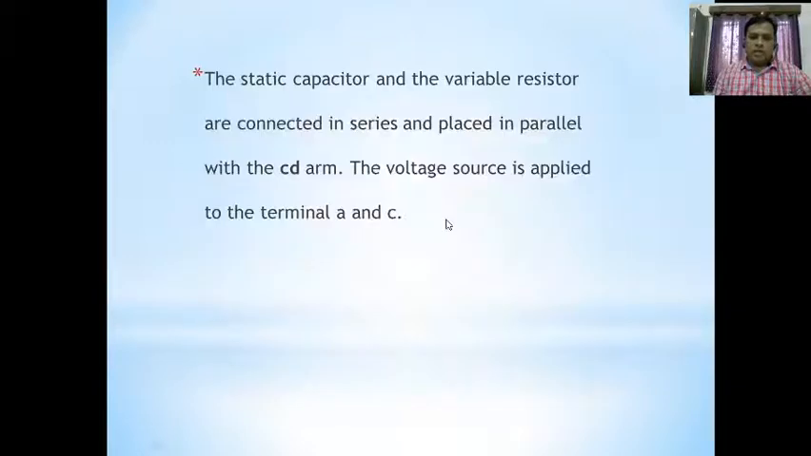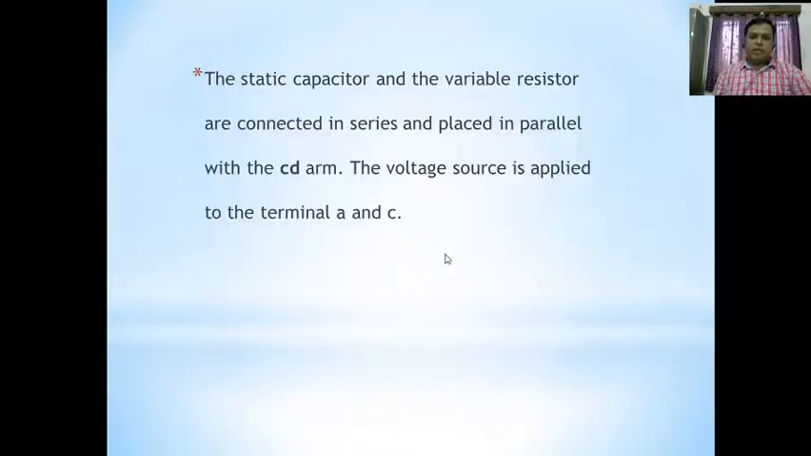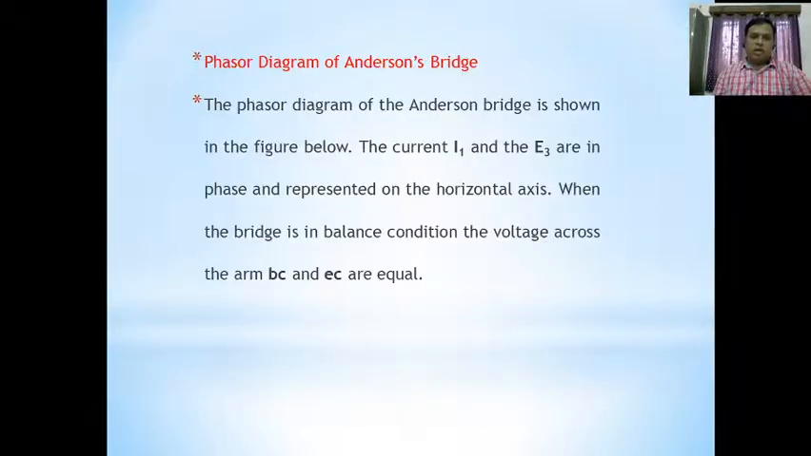So we will see that the voltage source is applied from terminal AC, and therefore the current flows through the arms C and D. You can see here the current flows through the capacitance, and through the resistance also it flows, and therefore we can find the current.